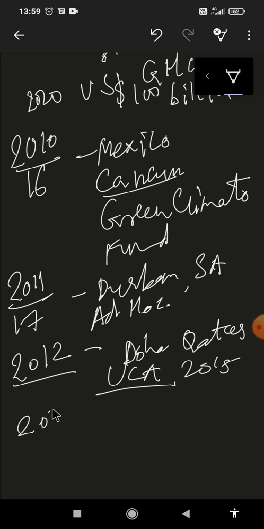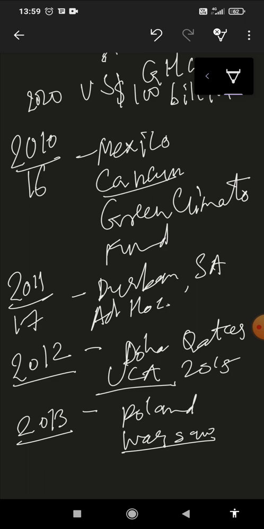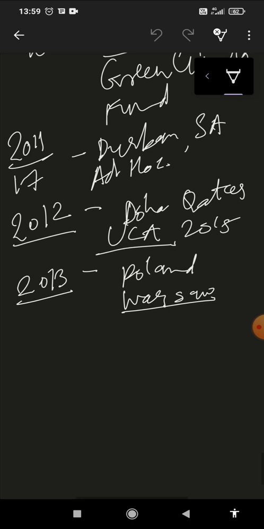Then in 2013, the conference was held in Poland. In this conference, the Warsaw Mechanism was proposed. Warsaw is the place in Poland where the conference was held. The Warsaw Mechanism would provide expertise and possibly aid to developing countries to cope with the loss and damage from such natural extremities as heat waves, droughts, floods, and threats such as rising sea levels and desertification. This was the major thing discussed.